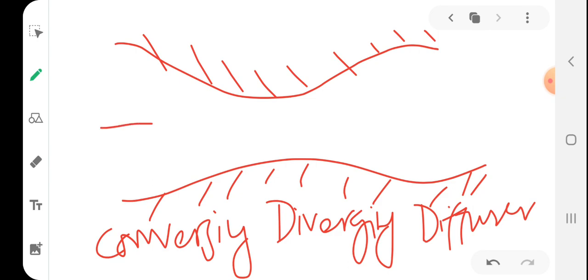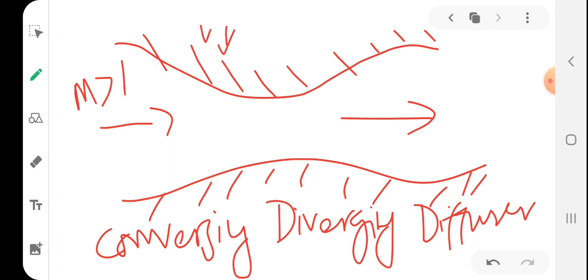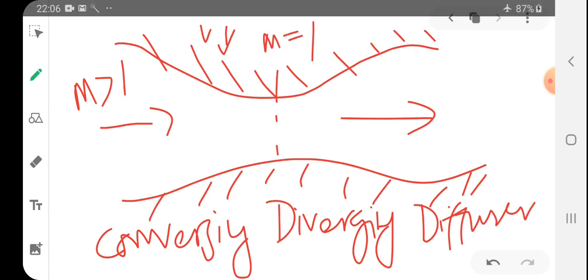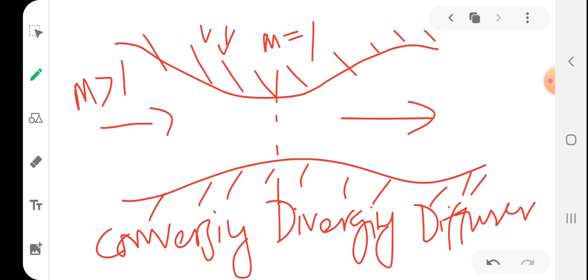If this is the flow direction, initially it is converging. A converging conduit acts as a diffuser only if the inlet Mach number is greater than 1. Since it is acting as a diffuser, slowly velocity decreases, and the Mach number decreases. The Mach number will reach a point where Mach equals 1. At Mach equal to 1, the conduit's cross section area should be constant, maximum or minimum.